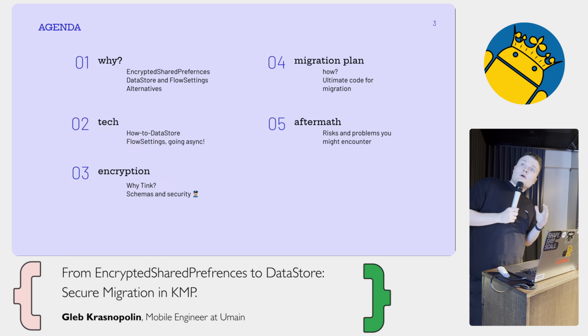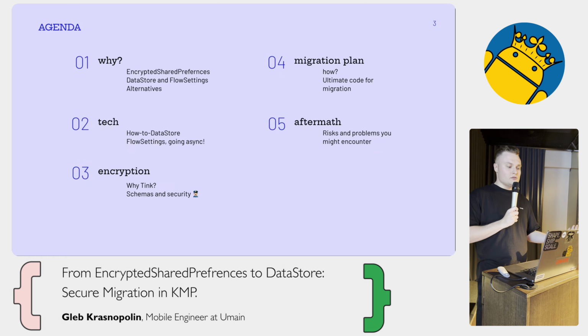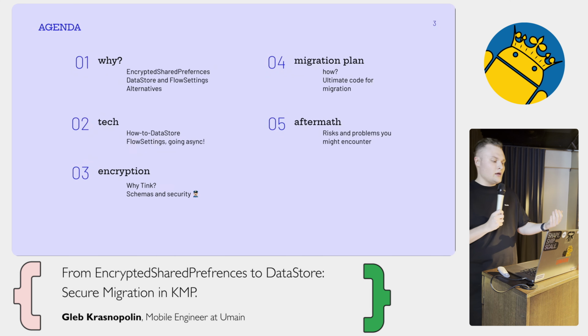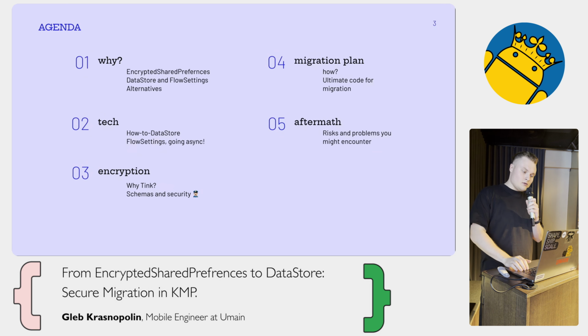So first of all, about the agenda. First of all, we're going to talk about why do we need the migration. I'm going to explain what encrypted shared preferences is, why do we move to DataStore and FlowSettings, and what are the alternatives to it. And then I'm going to talk about the tech, how to implement DataStore, what is FlowSettings exactly, and why I'm going asynchronous.